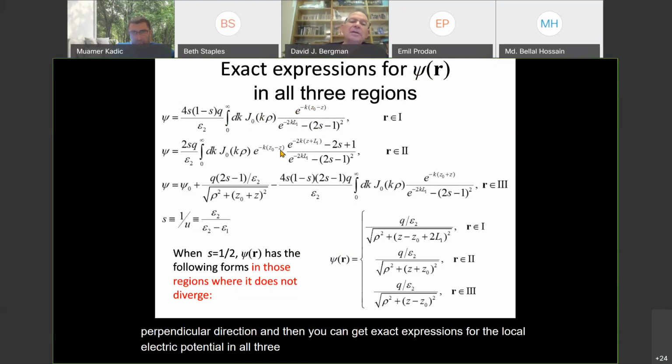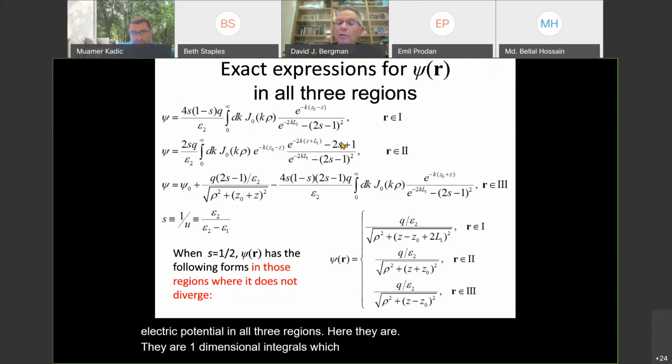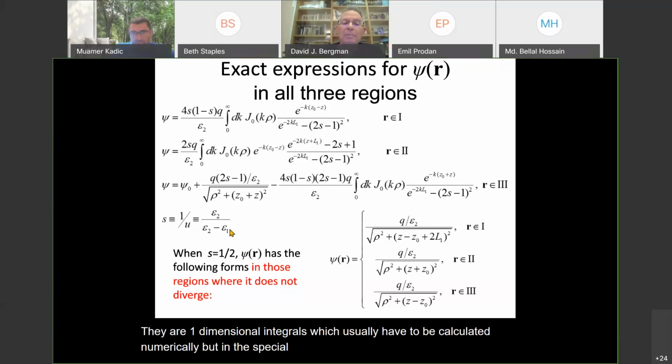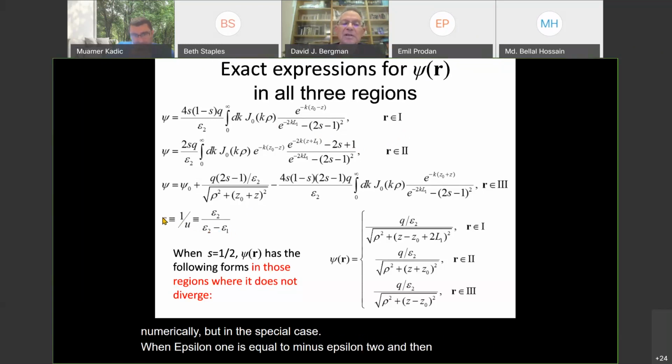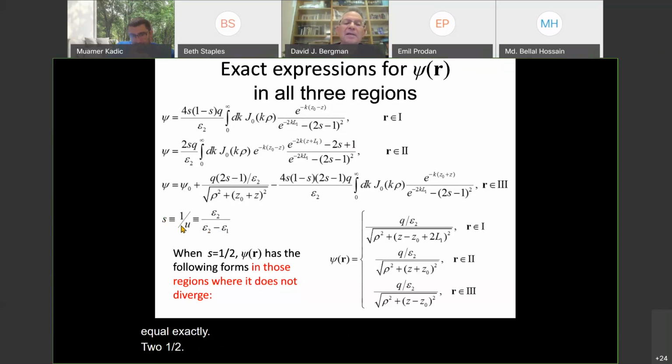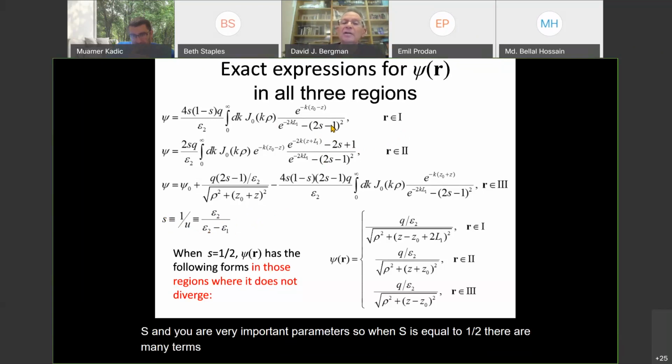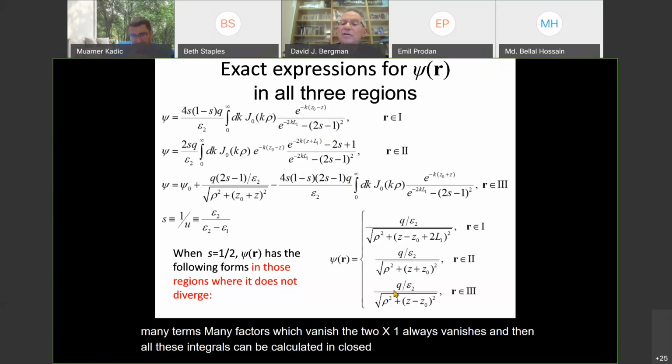Here they are. They are one-dimensional integrals, which usually have to be calculated numerically, but in the special case when epsilon1 is equal to minus epsilon2, this parameter s is equal exactly to 1/2. s and u are very important parameters. So when s is equal to 1/2, there are many factors here which vanish. The 2s minus 1 always vanishes, and then all these integrals can be calculated in closed form. And here are the answers in all three regions.